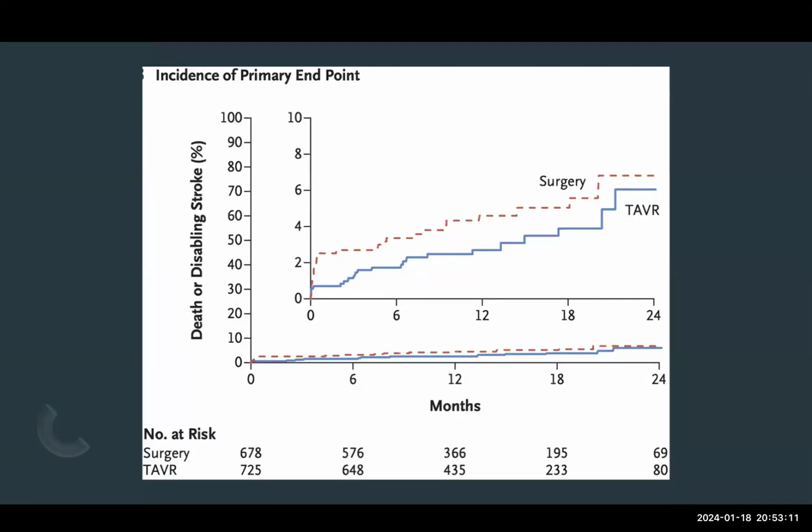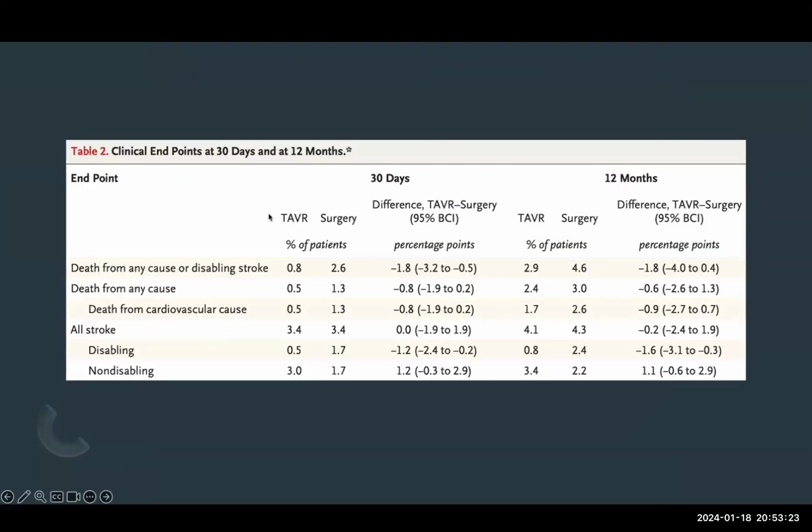Okay, endpoint by 24 months, TAVR is way better than surgery. You dissect them down. Let's say death from any cause or disabling stroke is 0.8 in TAVR and 2.6 in surgery. This is huge. At 30 days, 2.6%, they either die or they have disabling stroke. This is huge. And 2.9 in TAVR, 4.6 in surgery.